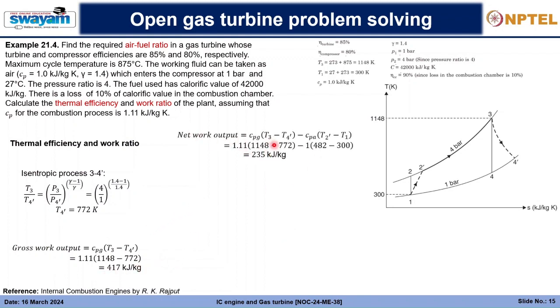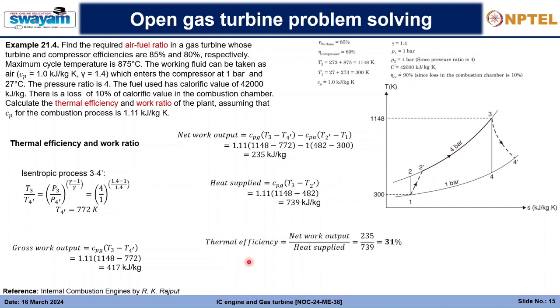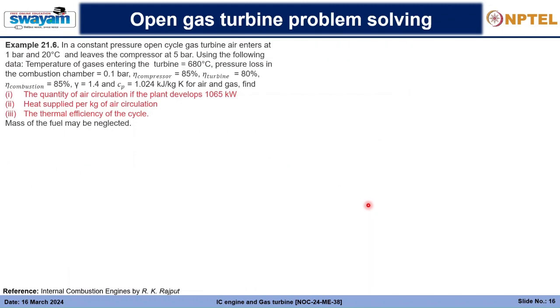Accordingly, we'll find the net work output to be 235, like we have already seen. Work of turbine minus the work of the compressor, and that is 235. The heat supplied will be from 2 dash to 3, that is around 739 kilojoule per kg. So simply Cpg into T3 minus T2 dash. Again, for the thermal efficiency, the net work output divided by heat supplied will be around 31%, and the work ratio will be net work output divided by gross work output, that is around 56.4%. So this is the fourth question. Let us move on to the next question.